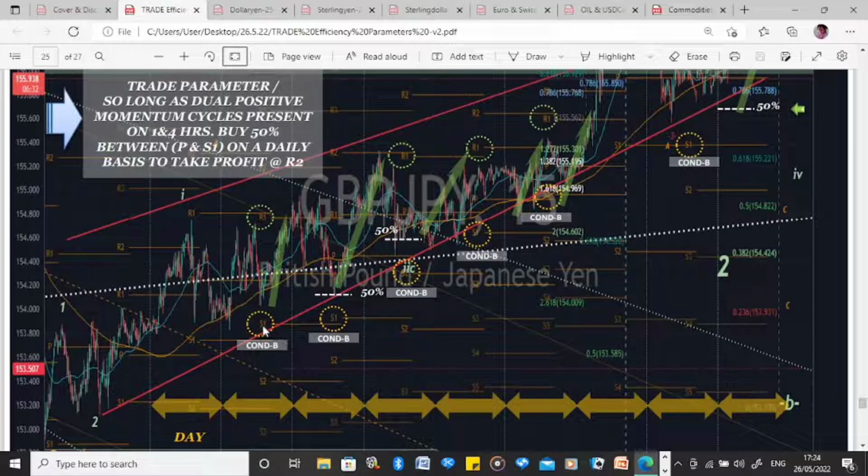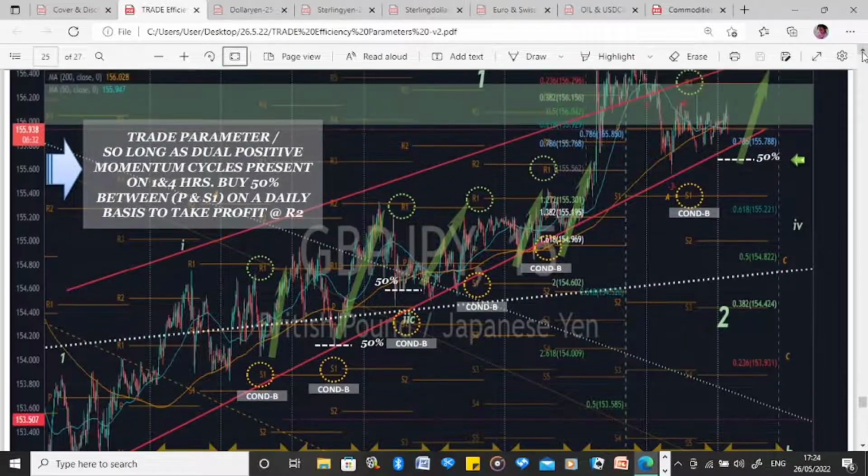So every day here we're showing we bought S1, take profit at R1, you bought S1, take profit at R1. At this point, you even could have taken profit at R2. You always buy S1, take profit the next day at R2. This is just a 15-minute chart. You buy S1, you take profit at R2. You buy S1, you take profit at R2, so long as the condition is set.